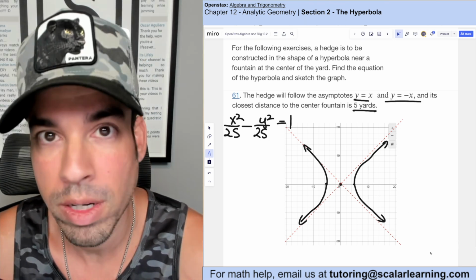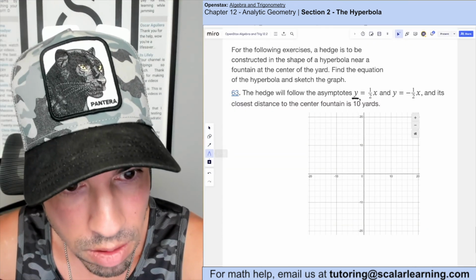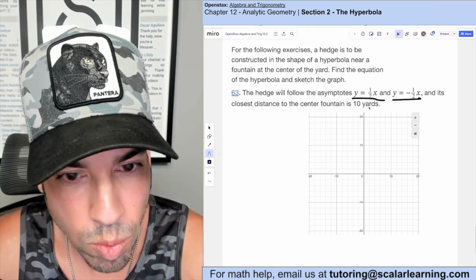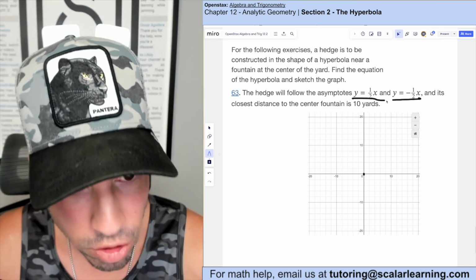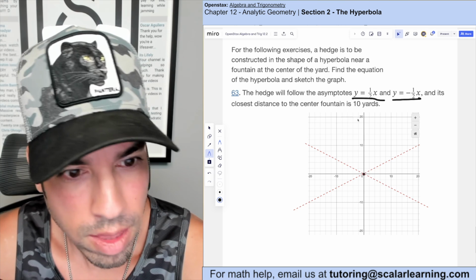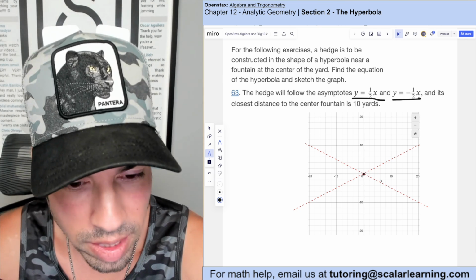And that's how you do it. Done. So for this one, we got the following asymptotes, slope of 1/2, and then the closest distance is 10 yards. So again, we got a center here. Let's map those asymptotes. And now it says the closest distance away is 10.